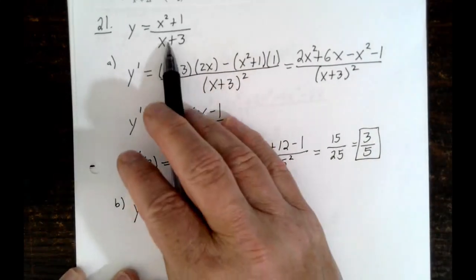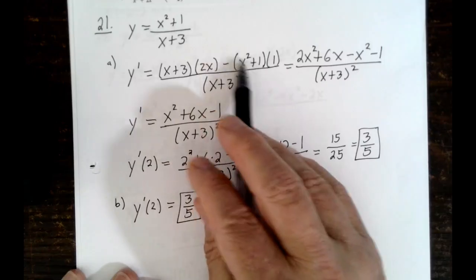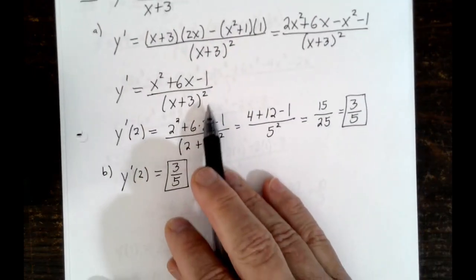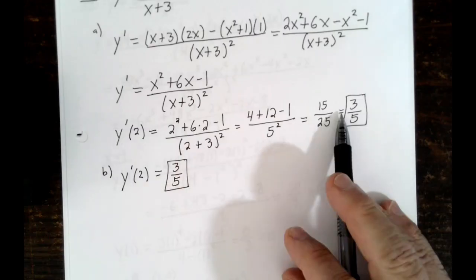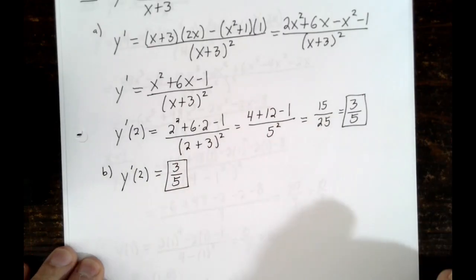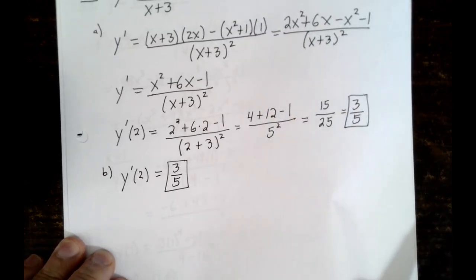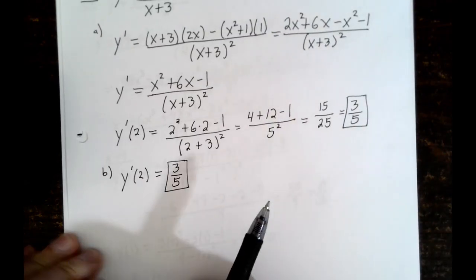21, bottom, derivative of the top, minus the top, derivative of the bottom, over the bottom squared, simplifying. Then we plug in -2 and we get an answer. Then they ask us to find the instantaneous rate of change at -2, and we get the same answer because slope of the tangent line and instantaneous rate of change of the function are the same thing.